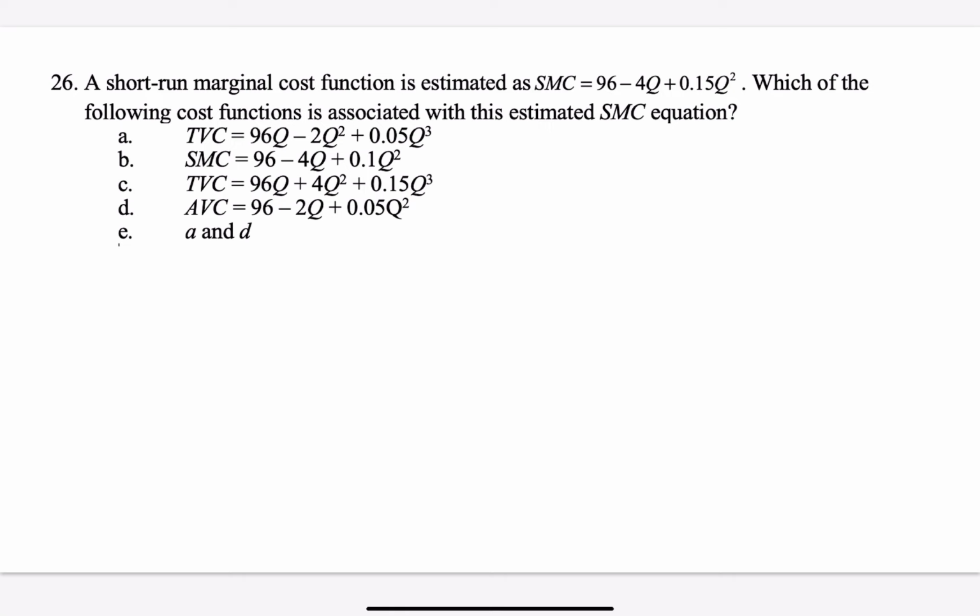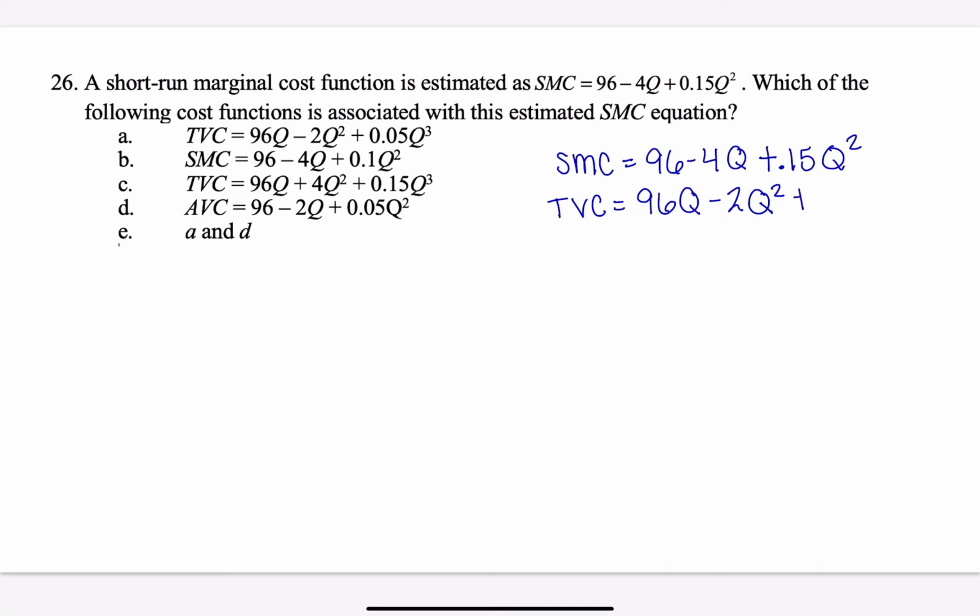26 says a short-run marginal cost curve is estimated as 96 minus 4q plus 0.15q squared. Which of the following cost functions is associated with this estimated short-run marginal cost equation? So our short-run marginal cost curve is 96 minus 4q plus 0.15q squared. Total variable cost is 96q minus 2q squared plus 0.05q to the third. Again, we're just using those formulas and substituting in.